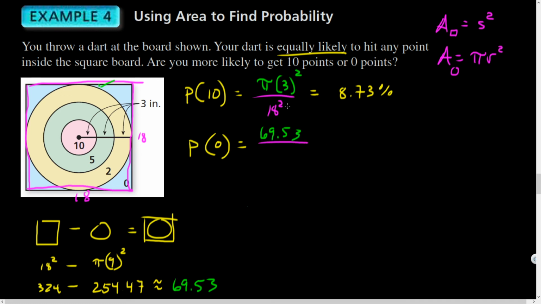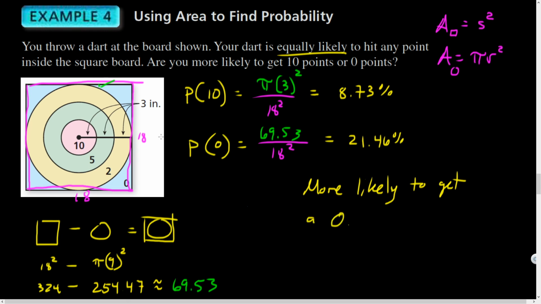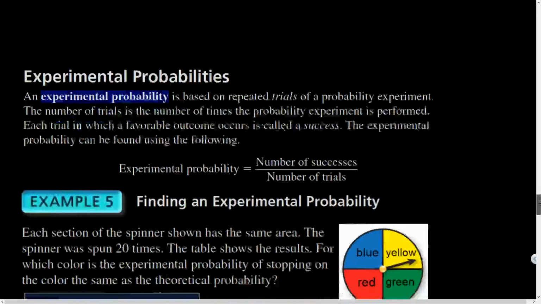And the total possible region is still the same. And so this is equal to 21.46%. And so you're more likely to get a 0 because the probability was greater. So more likely, let's see, likelihood has the I, to get a 0. Assuming you have somewhat no skill, right?